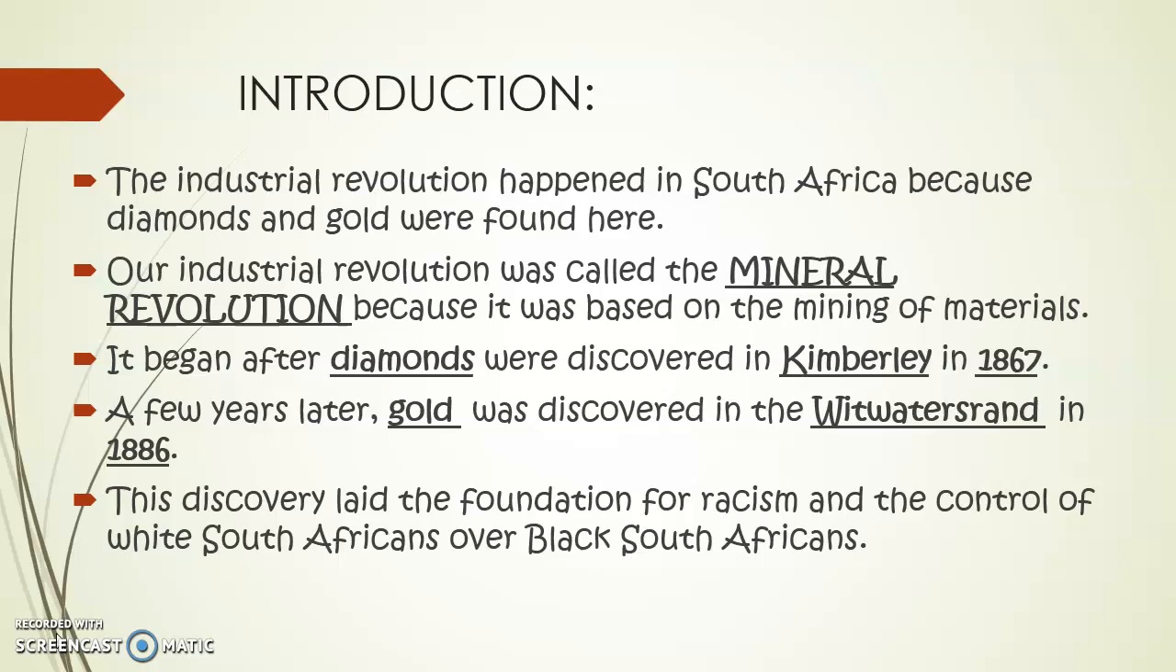So basically what happened was that in the year 1867, diamonds were found in Kimberley. And a few years later, gold was discovered in the Witwatersrand. Everybody started to rush to South Africa because it was viewed as a way to get rich quick. Unfortunately, the discovery laid the foundation for racism and the control of white South Africans over black South Africans that I did discuss in the previous video.